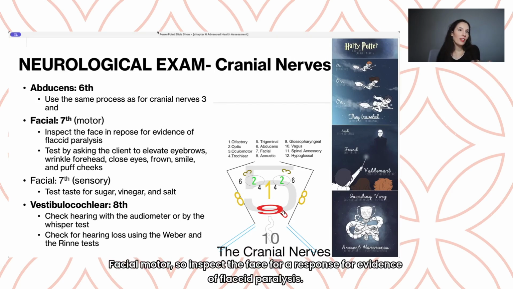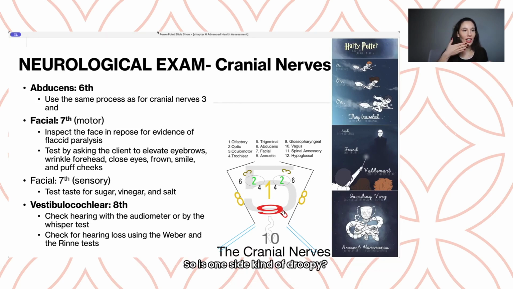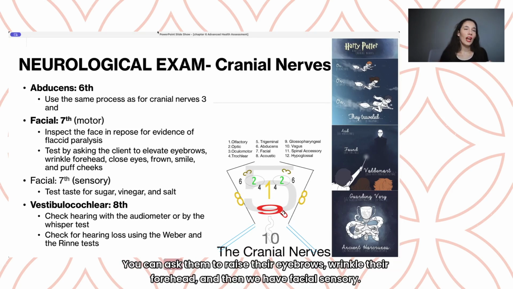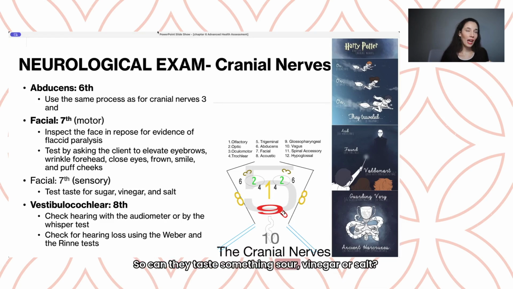Facial motor, so inspect the face for a response for evidence of flaccid paralysis. Is one side kind of droopy? You can ask them to raise their eyebrows, wrinkle their forehead. And then we have facial sensory. Can they taste something sour, vinegar, or salt? Vestibular cochlear. So this is hearing. Are they able to hear if you whisper? We can do a Weber's or a Rinne test also.